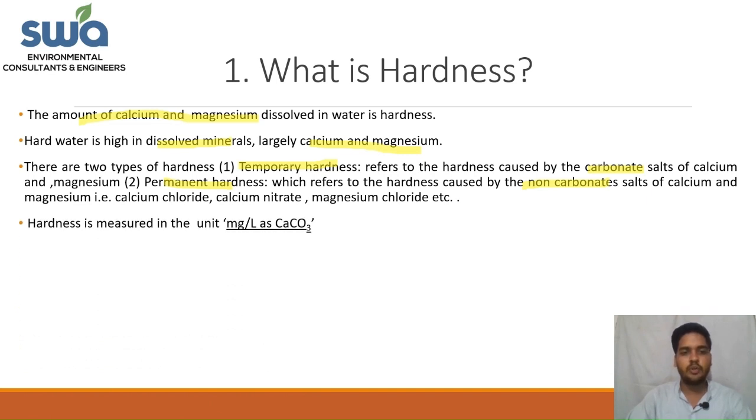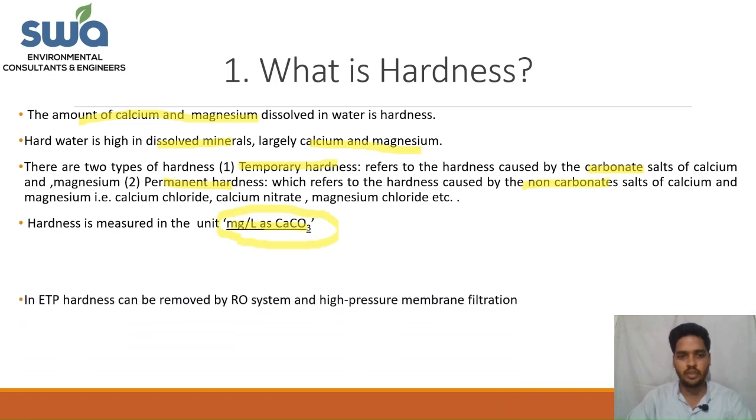Hardness is measured in unit milligram per liter as CaCO3. This is the unit of hardness, whereas other parameters are majorly measured in milligram per liter, but hardness is measured in milligram per liter as CaCO3.